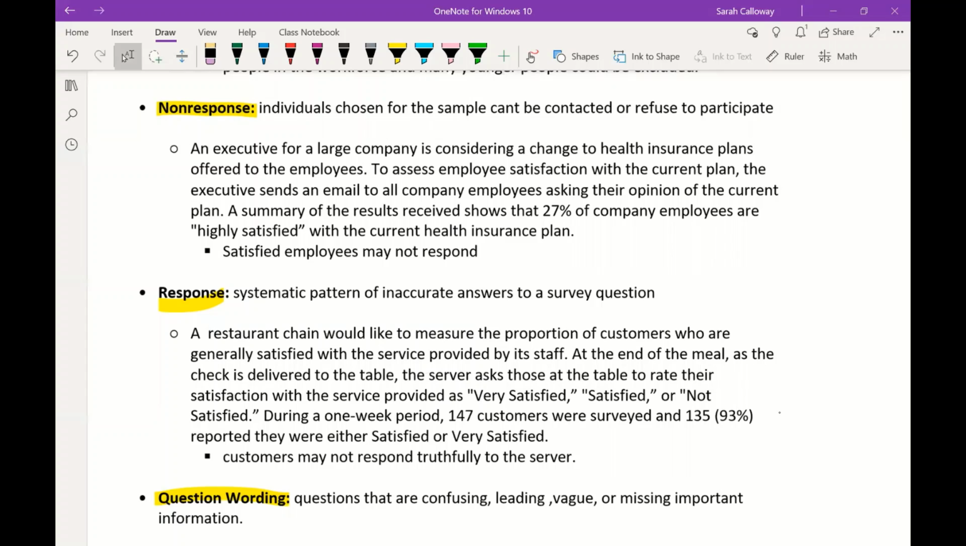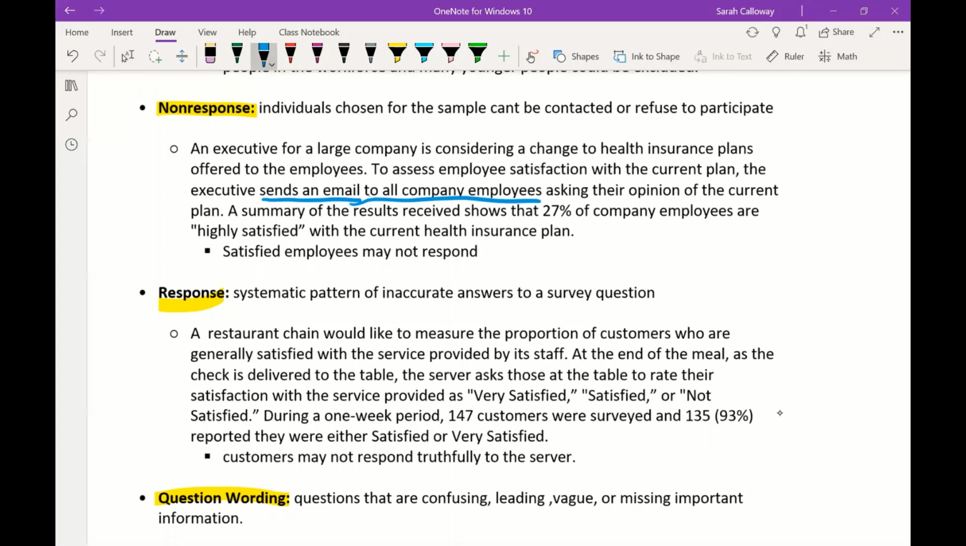The next type of bias is non-response bias. So non-response bias occurs when individuals chosen for the sample can't be contacted or refuse to participate. So the example for this is that an executive for a large company is considering a change to health insurance plans offered to the employees. To assess employee satisfaction with the current plan, the executive sends an email to all company employees asking their opinion of the current plan. A summary of the results received shows that 27% of employees are highly satisfied with the current health insurance plan.